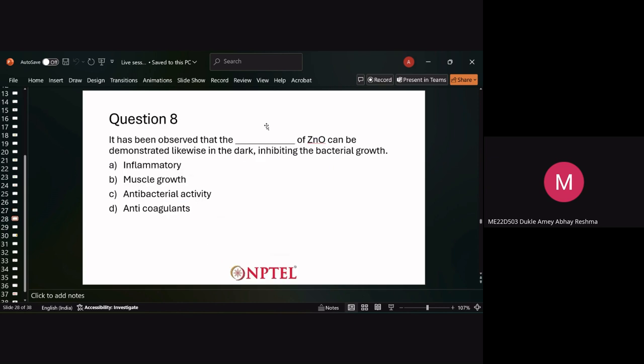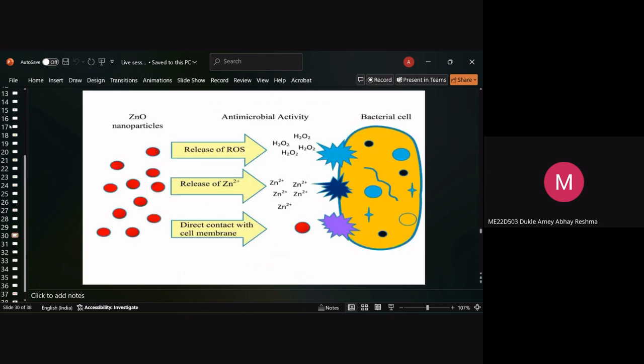Question number 8. It has been observed that dash of ZnO can be demonstrated likewise in dark. Inhibiting bacterial growth. Options: inflammatory muscle growth, antibacterial activity, and anticoagulant. Here we don't even need to think; they have already given inhibition of bacterial growth, so obviously it will be antibacterial activity. But let's see how the antibacterial activity works.